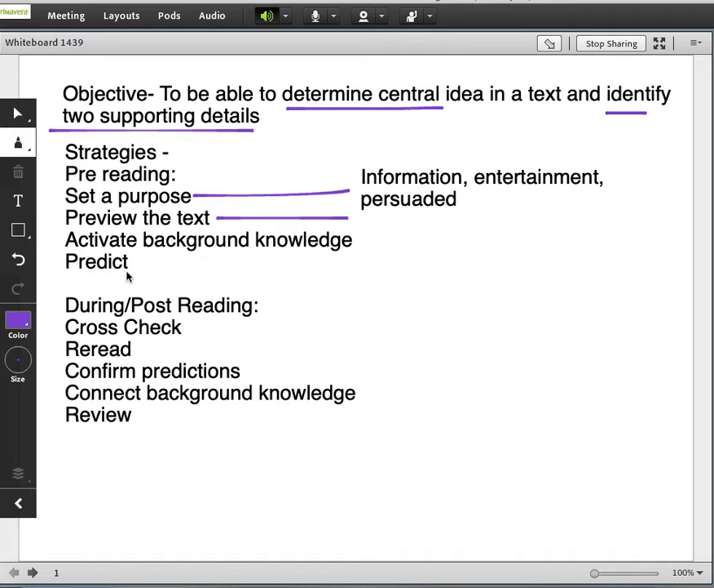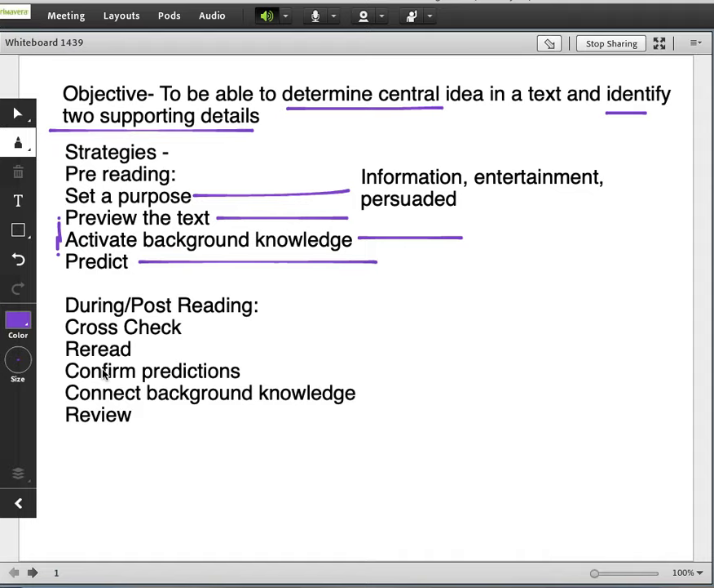I'm going to skip to predict real quick, and then I'll do activate background knowledge. Prediction goes along right here with preview the text. I think those kind of go hand in hand. And again, these are things we tend to do subconsciously sometimes. We'll read the title and be like, oh, I know what that's about. Or, oh, I think the title's alluding to this. And that's where activating background knowledge comes in.